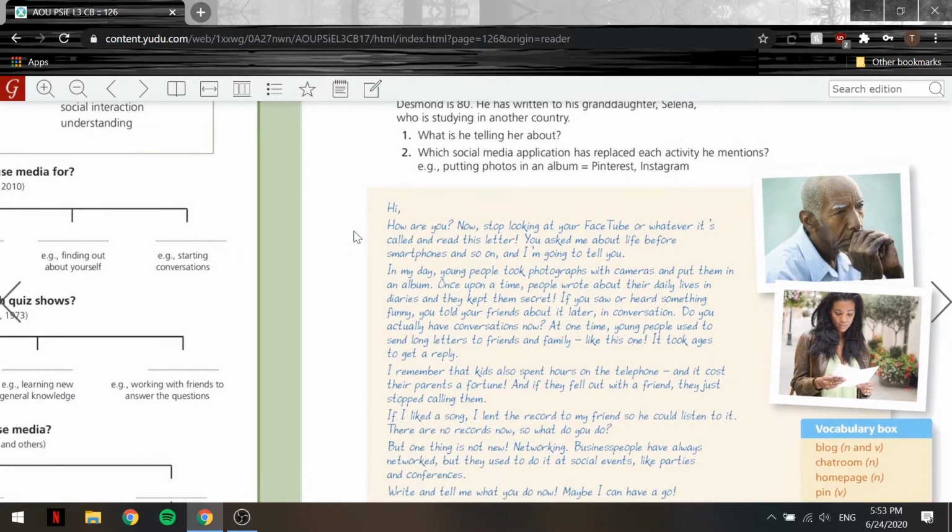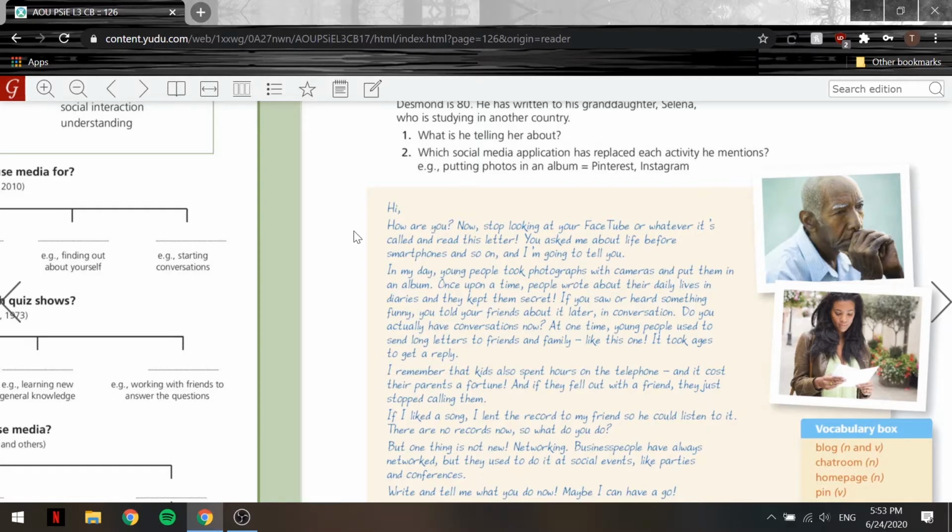Hi, how are you? Now, stop looking at your FaceTube or whatever it's called and read this letter. You asked me about life before smartphones and so on, and I'm going to tell you. In my day, young people took photographs with cameras and put them in an album. Once upon a time, people wrote about their daily lives in diaries, and they kept them secret. If you saw or heard something funny, you told your friends about it later.